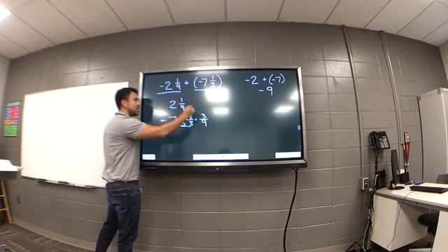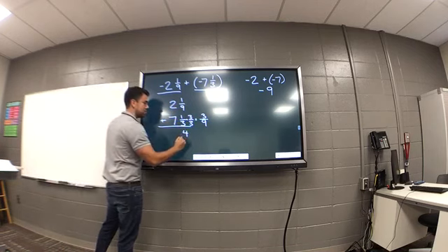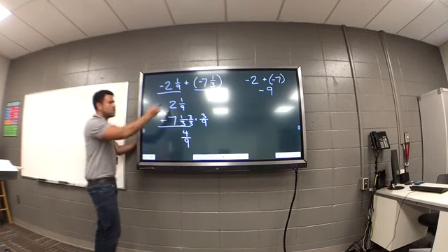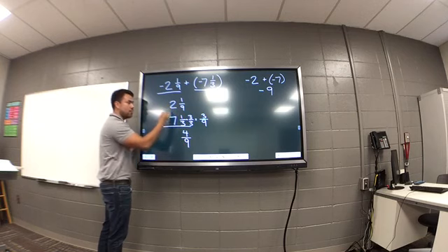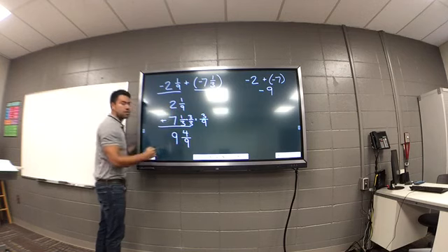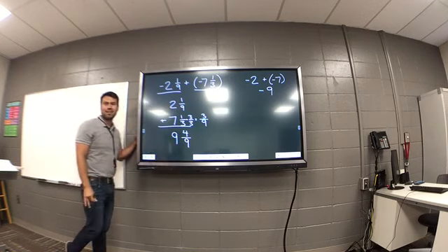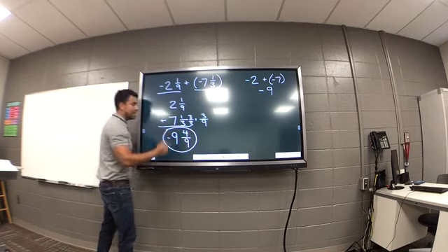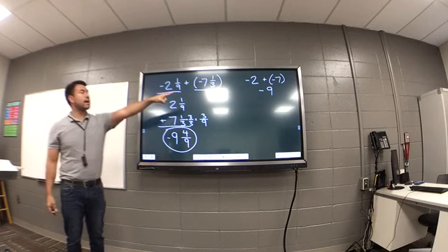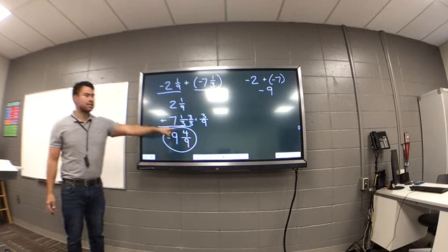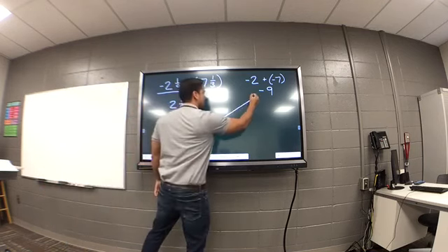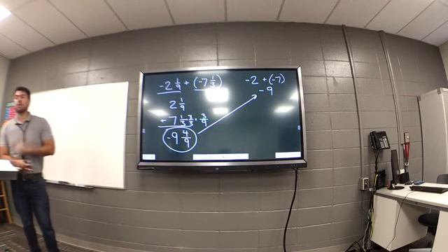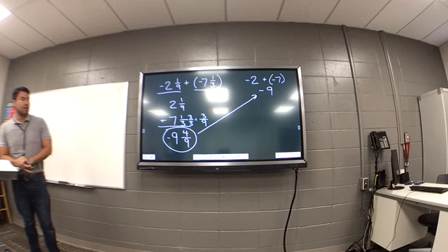What's 1/9 plus 3/9? 4/9. What's 2 plus 7 now? Just add the whole number parts. 9. What's my answer? Negative 9 and 4/9. Oh yeah, it is negative. Is that pretty close to my estimate? And I did this in my notes. Does that look pretty good? Does that match up a little bit? So you can kind of help yourself out with that.